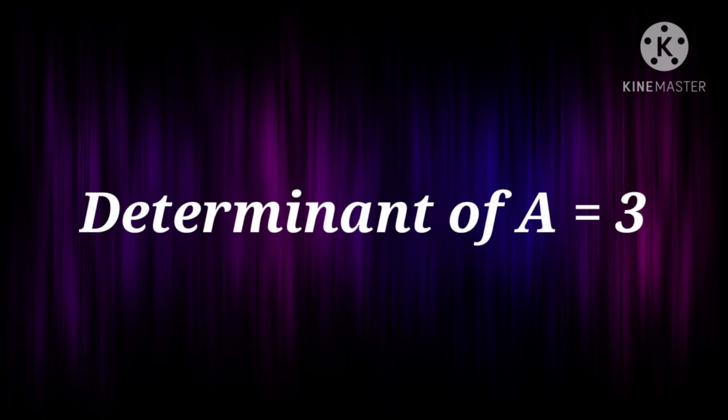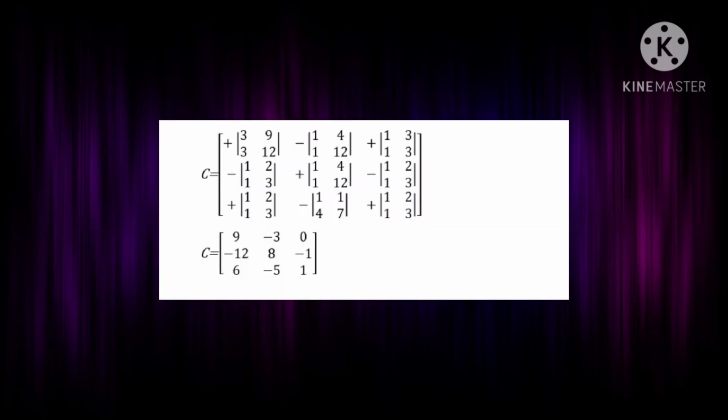And then we will find the cofactor. To find the cofactor, we change the signs to positive, negative, and positive for the first row. For the second row, it will start with negative, positive, and negative. And the third row will start with positive, negative, positive. Then we will get the cofactor 9, negative 3, 0, negative 2, 8, negative 1, 6, negative 5, and 1.